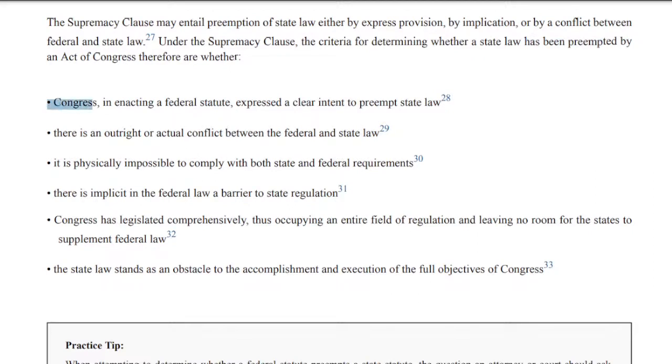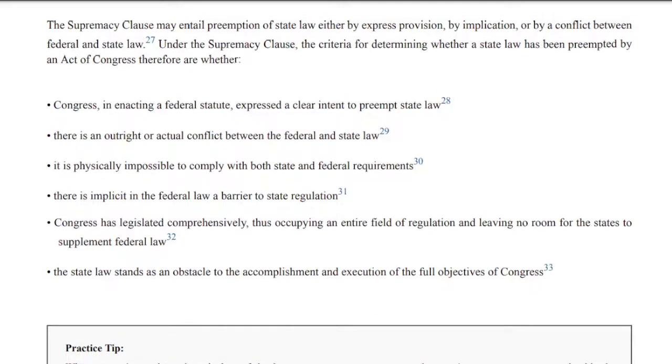Congress, in enacting a federal statute, expressed a clear intent to preempt state law. So it may entail preemption, determine whether it's been preempted. Okay, so here are the ways we can preempt it. Congress, in enacting a federal statute, expressed a clear intent to preempt a state law. I get it. So they passed a federal statute to prevent the threat, let's say, of a state passing a law that would be unconstitutional or otherwise not valid.